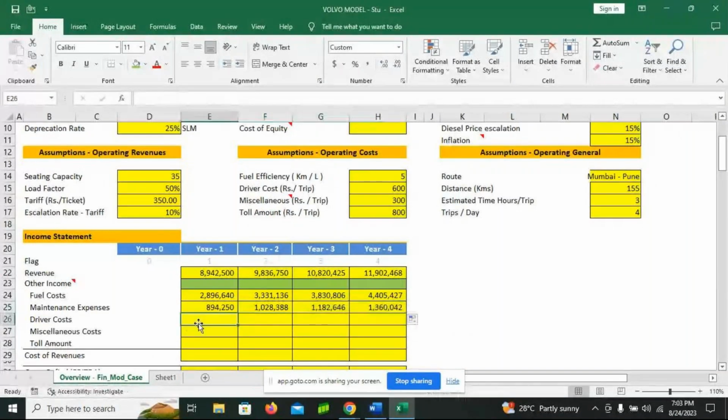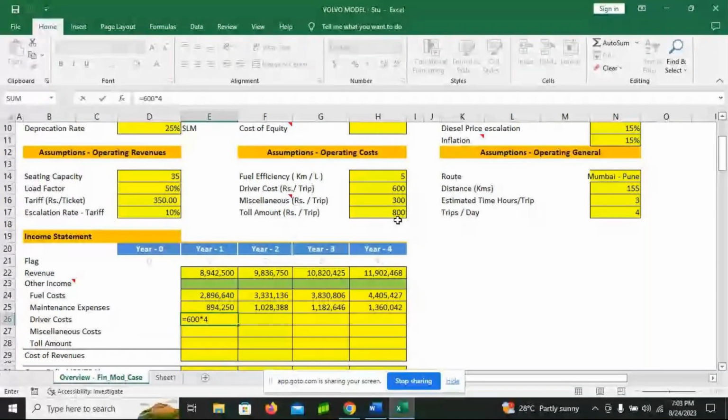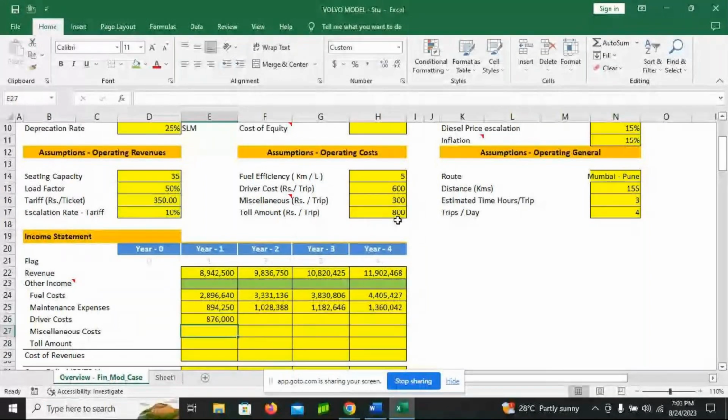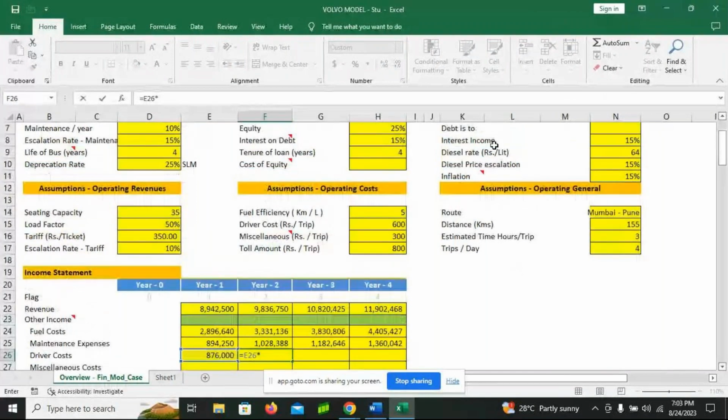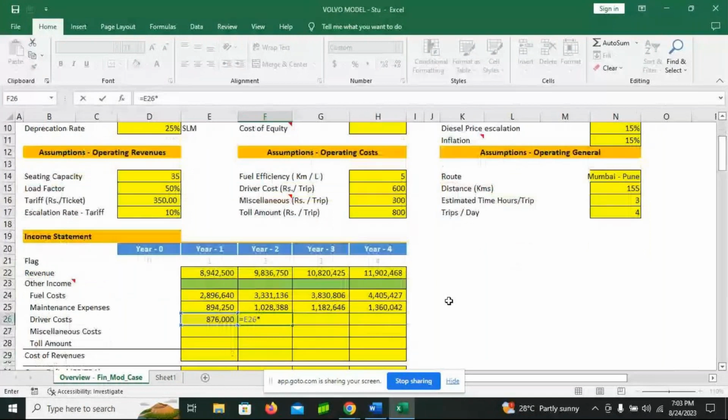Next, driver cost. So driver cost is 600. So 600 into 4, as it is going to make 4 trips. Like that I have to calculate for 365 days. So here also there is an escalation. So how much is it? By 15% we have said. So equals 1 plus 15%.